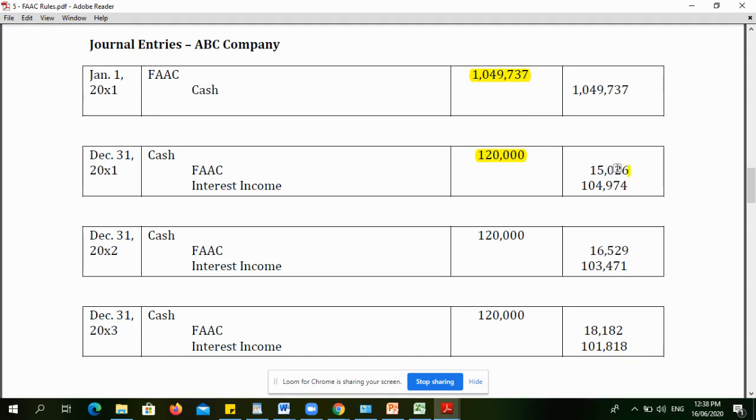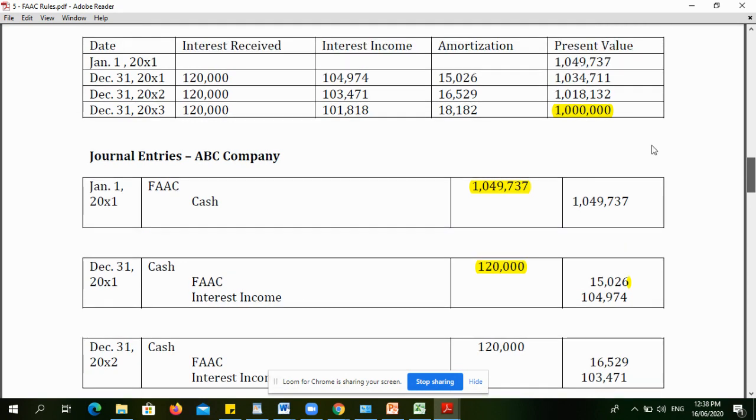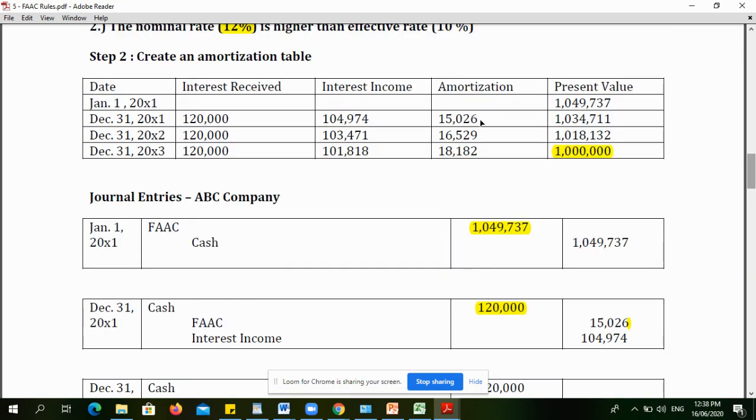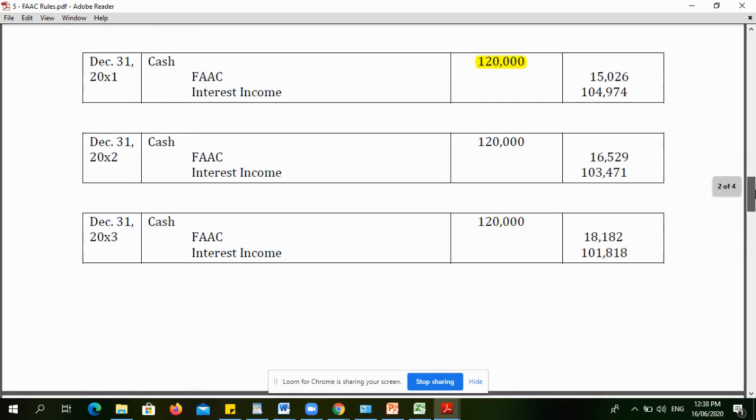Di ba napapansin nyo, naka-credit si FAAC? Bakit? Because, going back to the amortization table, ang effect ng 15,026, binabawasan niya yung present value. So, this is reflected sa journal entry. Kasi, pag nagka-credit tayo ng 15,026, bumababa ang FAAC account or ang carrying amount niya.